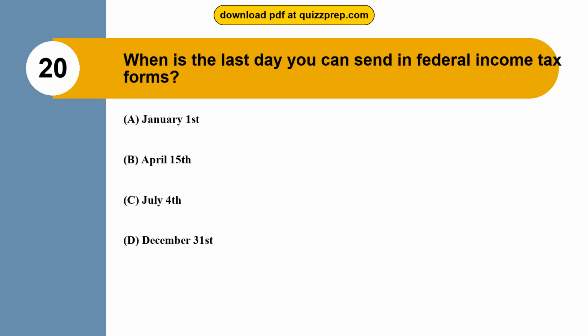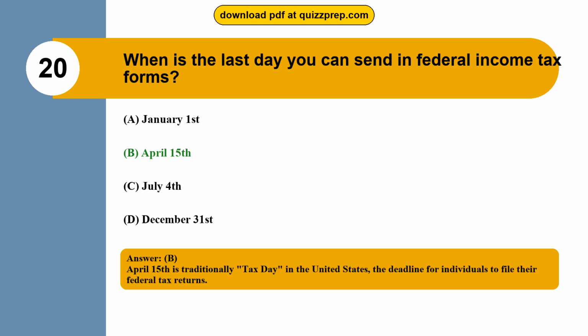Question 20. When is the last day you can send in federal income tax forms? Option A, January 1st. Option B, April 15th. Option C, July 4th. Option D, December 31st. The correct answer is option B, April 15th. April 15th is traditionally tax day in the United States, the deadline for individuals to file their federal tax returns.